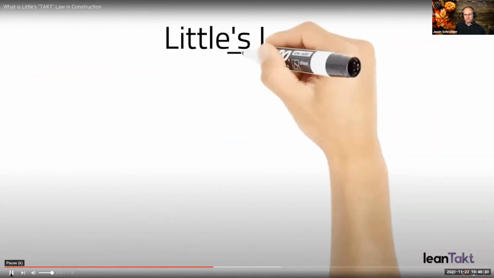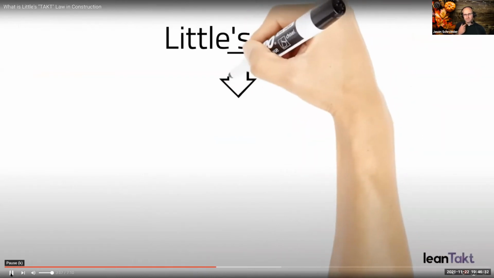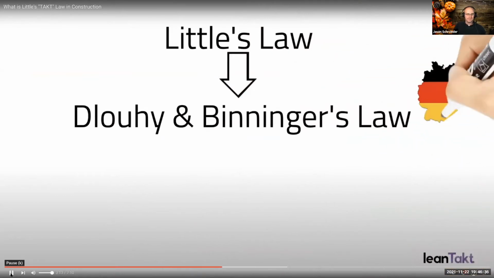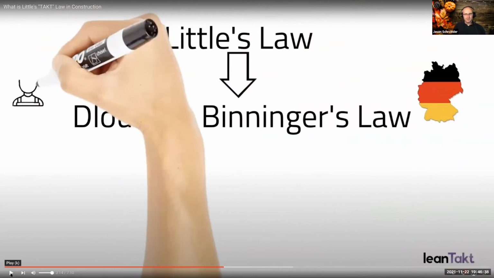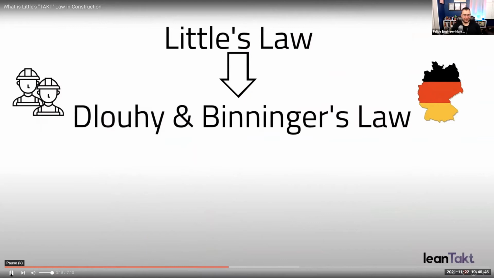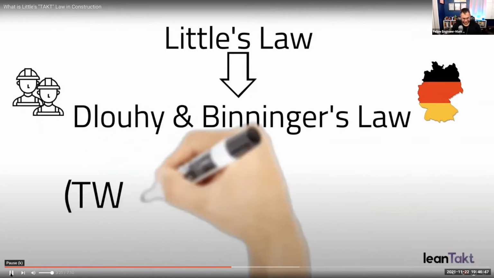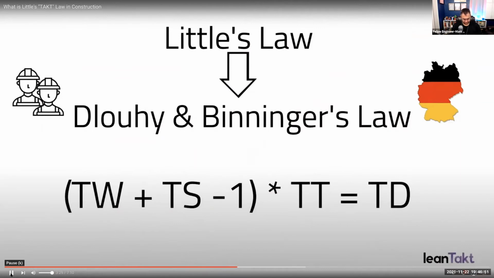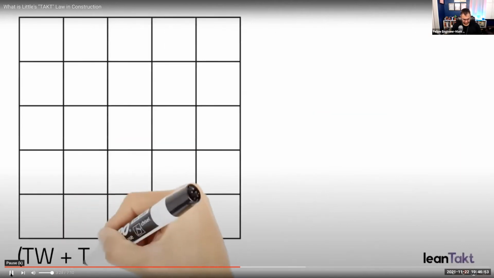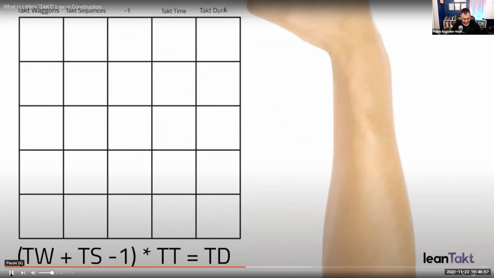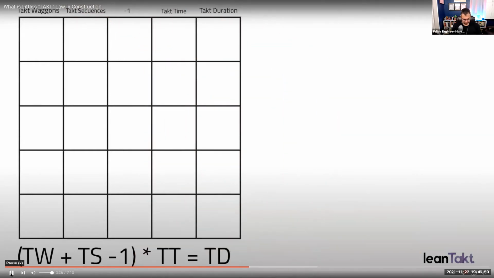sequences. 2 Takt experts from Germany, Janosch Dooley and Marco Binner, have taken Little's Law and translated it to the first of its kind construction production law, and it's what we call Julian Bittner's Law. By the way, not to name drop, but Felipe and I know these people too. They're awesome. The calculation is Takt wagons plus Takt sequences minus 1 times the Takt time equals the Takt phase duration. Let's see how this correlates and set up a matrix of Takt wagons, sequences, Takt time, and duration so you can see how this works and how this will help us.